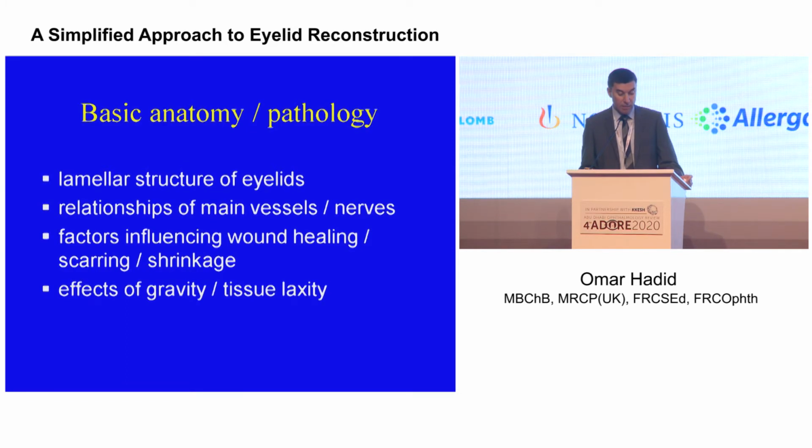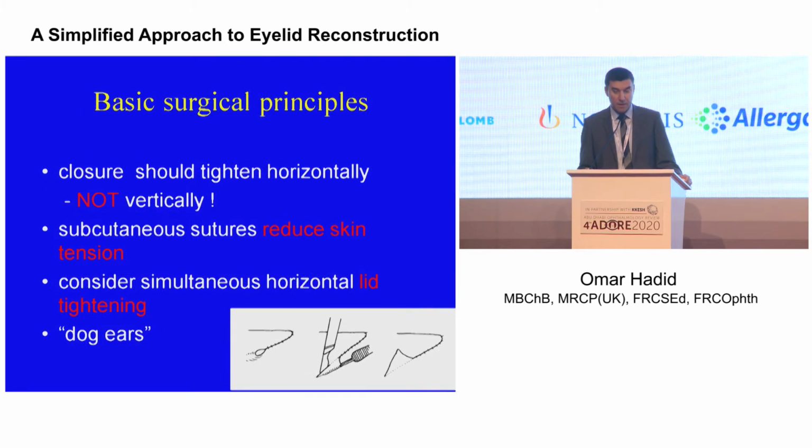You also have to keep in mind some of the factors that may influence your healing process. So, for example, shrinking of scarring tissue or shrinking of a skin graft. You have to also bear in mind the effect of gravity, especially when there is a lot of tissue laxity. These are some of the general surgical principles you have to be aware of when you do your reconstructive work.